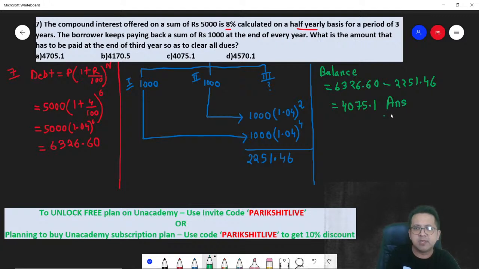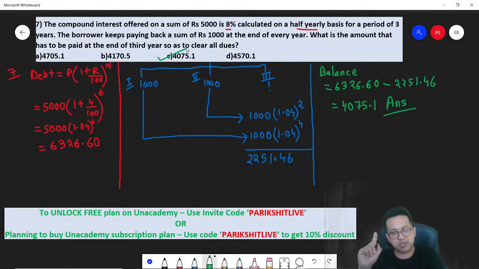Whatever is remaining, you got to pay the entire amount to be able to clear the debt at the end of 3 years. That's the answer. Answer is option.